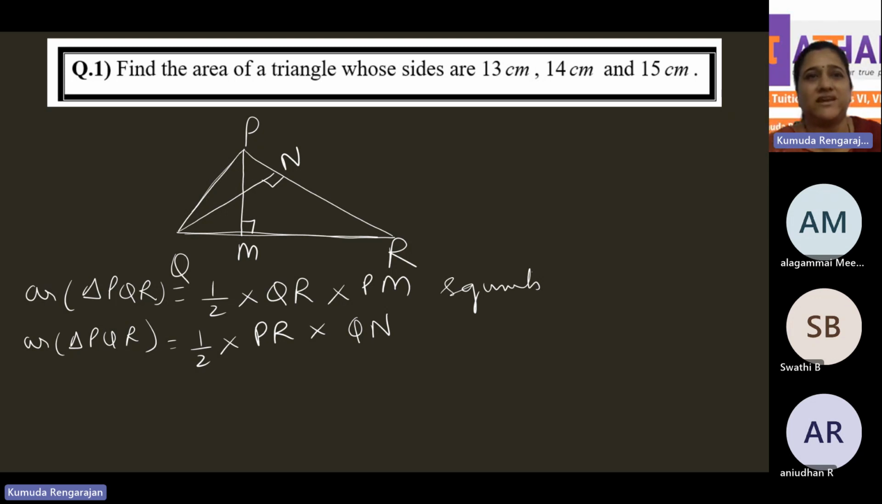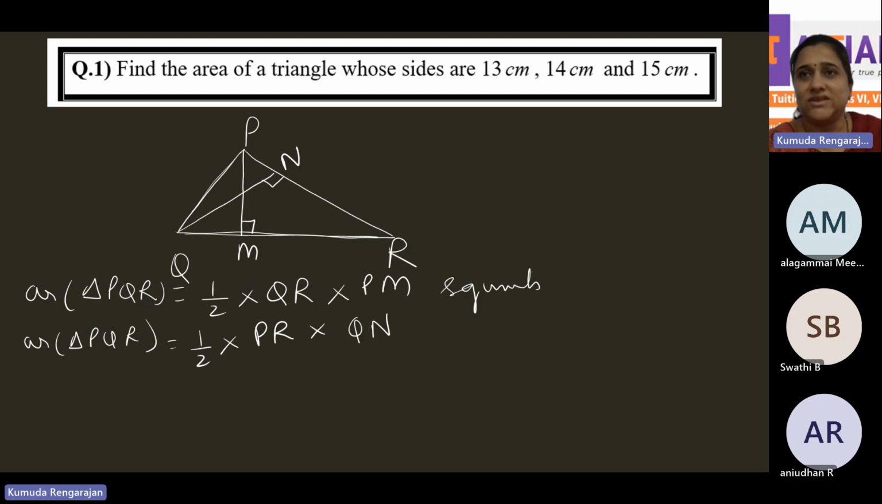So it's a feeling, right? You get that feeling. I get that feeling. I feel QR is the base because the triangle is standing on that side. So QR is the base, and PM is the altitude on that base. How can you take PR as the base? We need to recall that any of the three sides can be taken as the base.